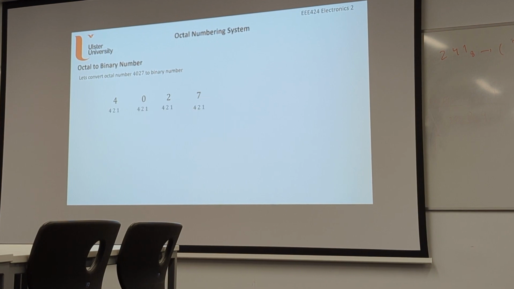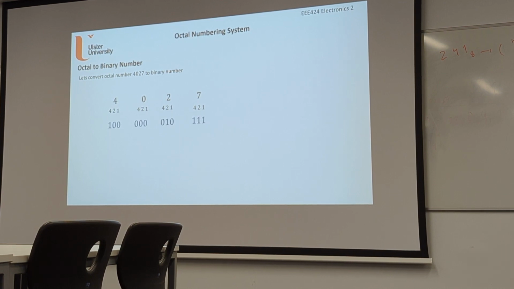So, see, here we have 4 digits. It means that we have 12 digits in binary. Each digit is represented by 3. 7 would be, based on the 1, 2, 4, 1, 1, 1. Then 2 would be 0, 1, 0. Then 0, all of them 0. Then 4, the 4, 1, then 2 and 1, 0.